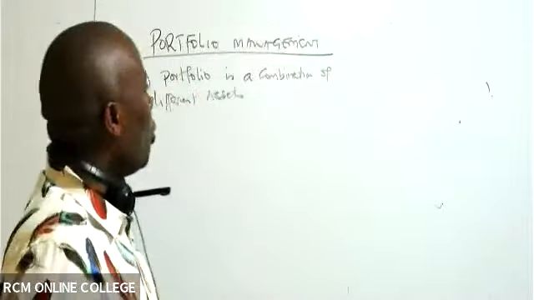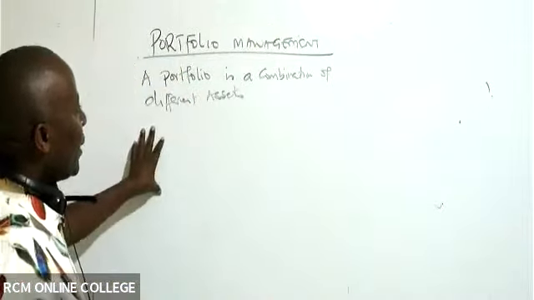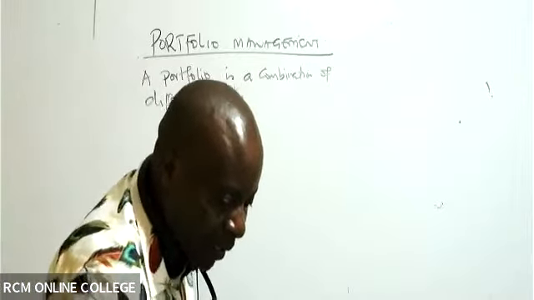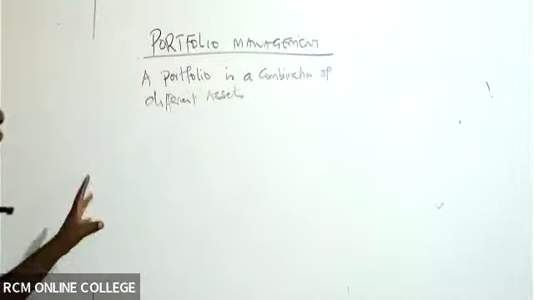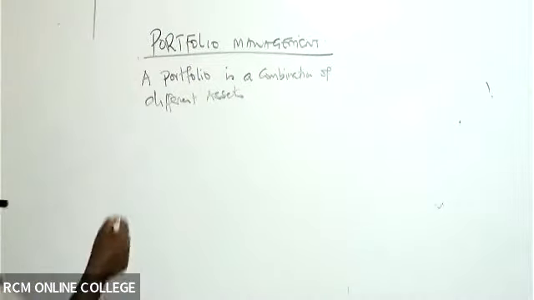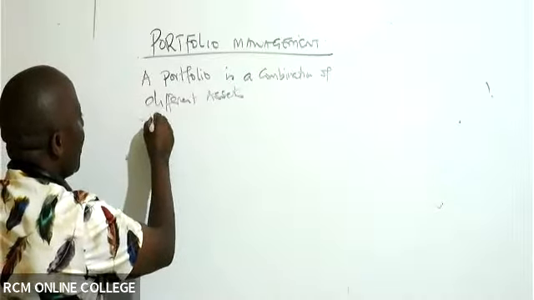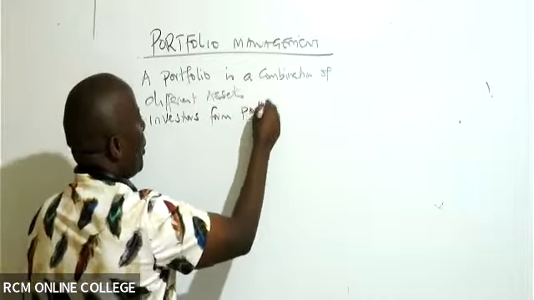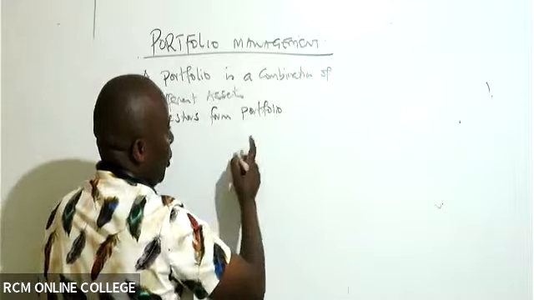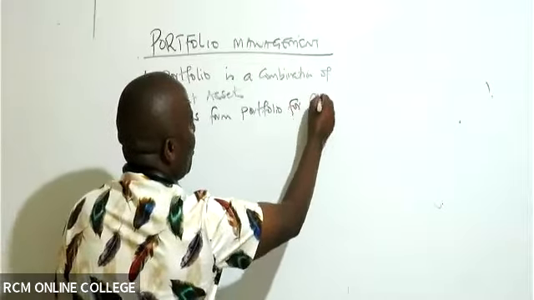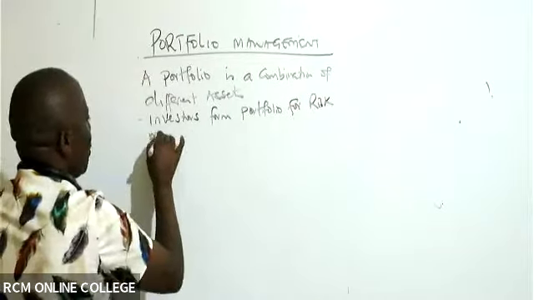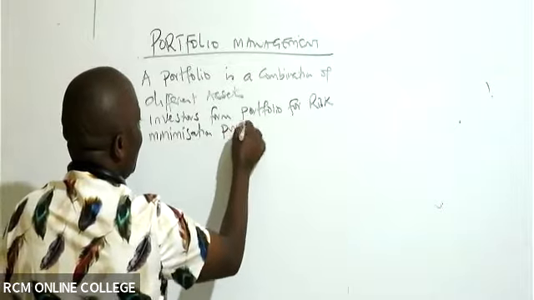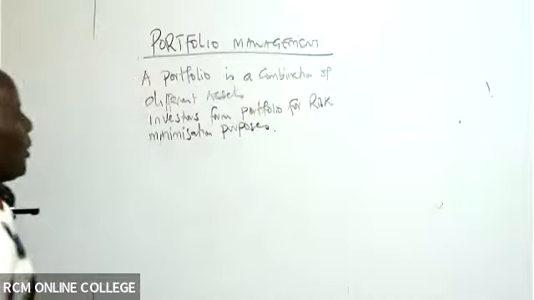So in this case, you have to combine different assets whenever you want to form a very nice portfolio. So a portfolio is a combination of different assets. Tell us there that investors form portfolios for risk minimization purposes.